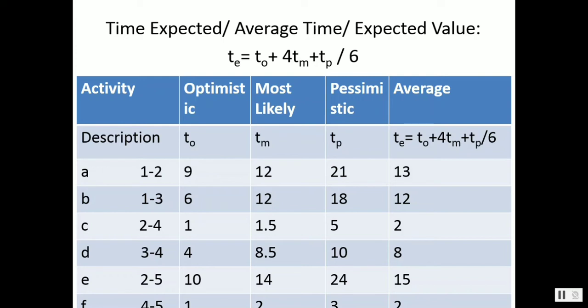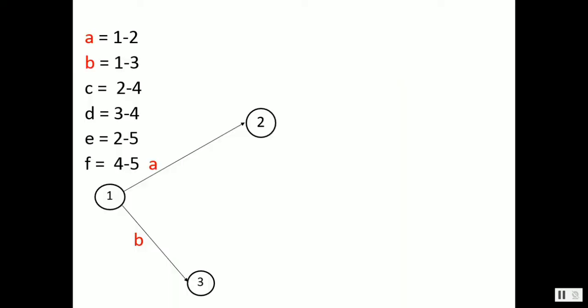TO is taken one time, TP is taken one time, but while distributing the probability of carrying out the activity, maximum weight may be given to the most likely. So on the distribution graph, most likely is double the summation of TO and TP. So TO and TP are taken once each, then 4 times we take the TM. In totality, we divide it by 6, then we can find time expected.